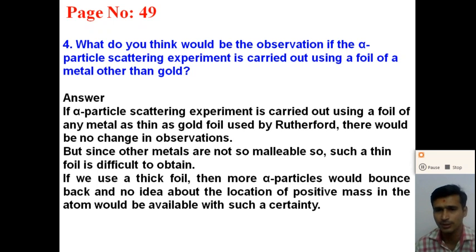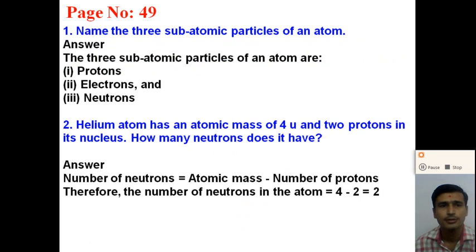If we take a thick foil, more alpha particles are bounced back, and we cannot get the exact location of the positive charge, the positive mass of the atom, with the certainty that we get in the gold foil. So understand the answers of all four questions on page number 49. Now the next set of questions is also given on the same page.